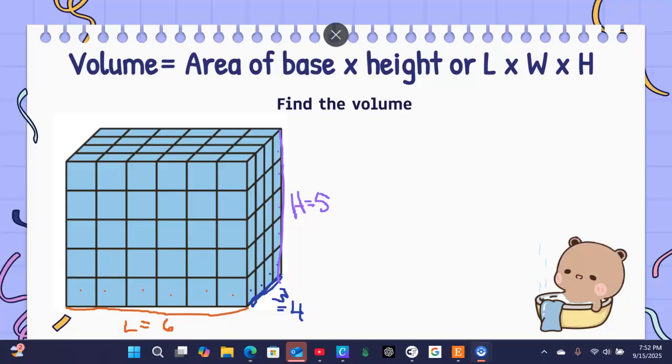Now, this one is asking us to write out the different ways that we would find a volume for this. So let's begin with using the easy one. V equals length times width times height. So we said our length was 6 times 4 for our width times 5. That's pretty easy. Another strategy is using the area of the base times height.